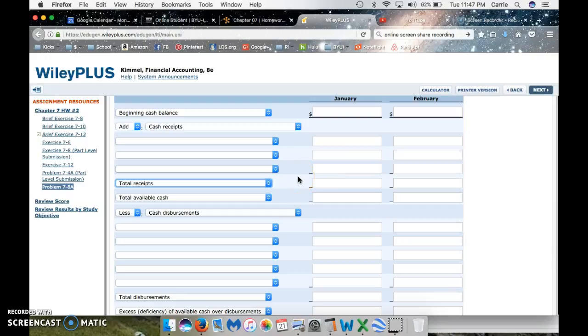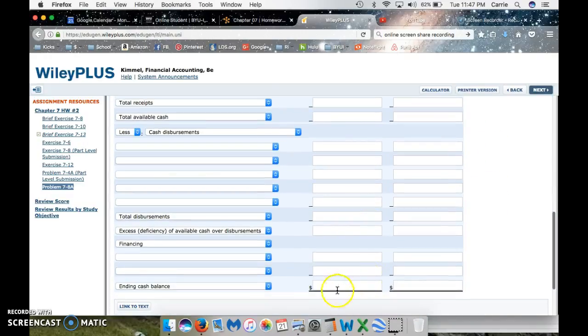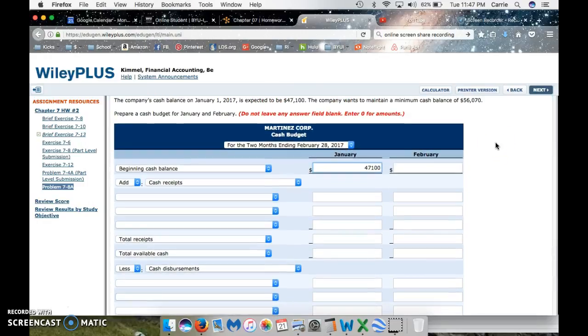I think. We'll see. All right, so it says right here, we're just going to start going through this stuff. The company's cash balance is expected to be $47,100. Okay, it doesn't give us February, so we have to figure that out. But when we do get there, we have to remember this minimum cash balance. So we've got to start February with at least this much money, and that means we've got to close out January with at least that much money. Okay, so maybe if I say it out loud, I'll remember.